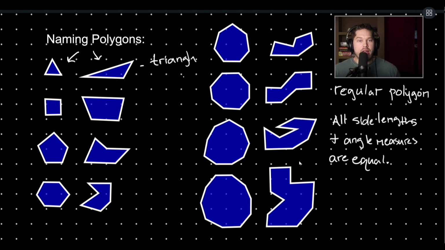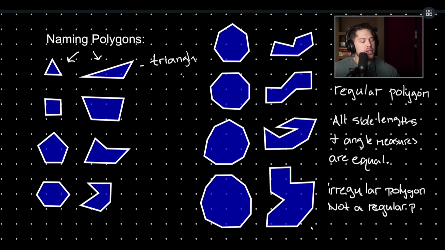If you do not have a regular polygon, then you just have an irregular polygon. Okay? And an irregular polygon can just be any polygon where it doesn't have equal sides and equal angles. So irregular polygon just means not a regular polygon.